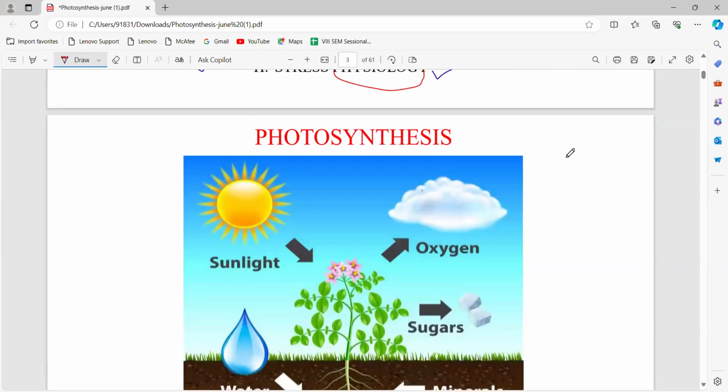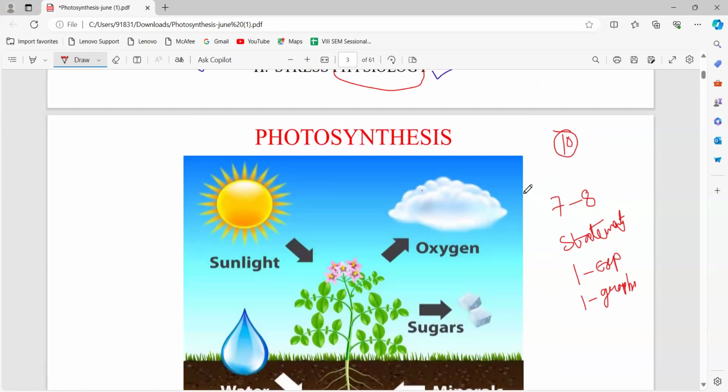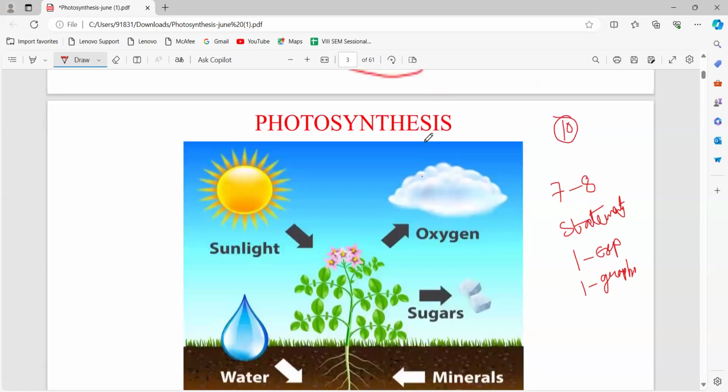What kind of questions will we get? If I observe the last 10 question papers, for example, 7 to 8 times out of 10 question papers, the question comes from statement-based formats only. One time they asked an experimental question, and recently they asked one question from the graphical part. That's the reason you have to read this entire topic from basic to advanced level.